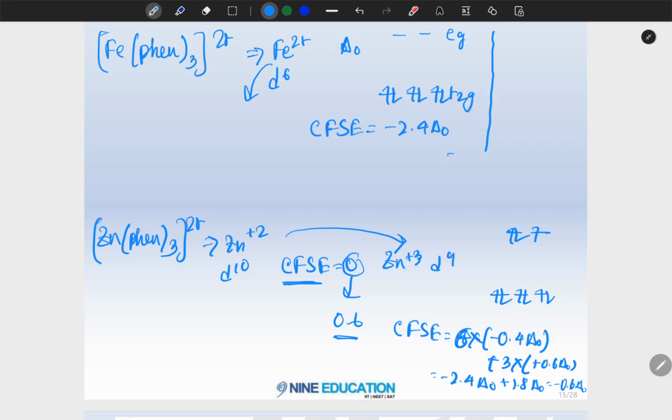If I oxidize Fe2+ to Fe3+, what do I get? Fe3+ is d5. So in d5 this will be the scenario, 1 2 3 4 5, and the value of CFSE will be minus 2.0 Δo. Now in this case we can see that when we oxidize the metal from the +2 to the +3 oxidation state, there is actually a decrease in the magnitude of CFSE. So in this case, because of oxidation, the resulting complex will be destabilized.